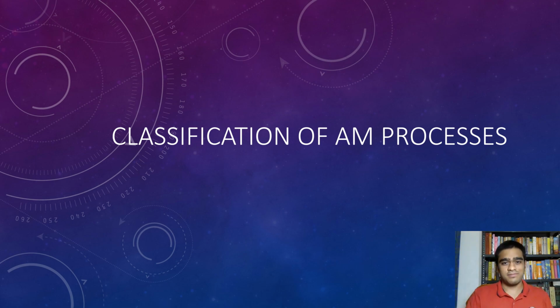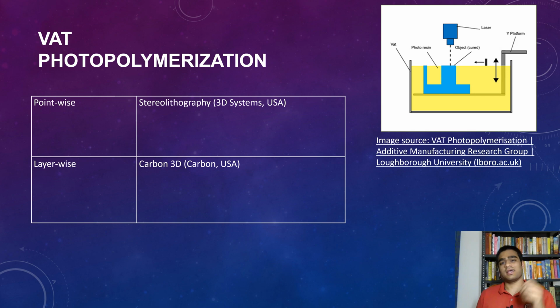So let's begin. The first is vat polymerization. Vat polymerization, many of us know by the term stereolithography, and it has two subclassifications. One is how my laser is acting. If my laser is acting point-wise, only a point, that's one classification. If my laser is acting area-wise, called layer-wise, that's the second classification. And that's how vat polymerization is done.